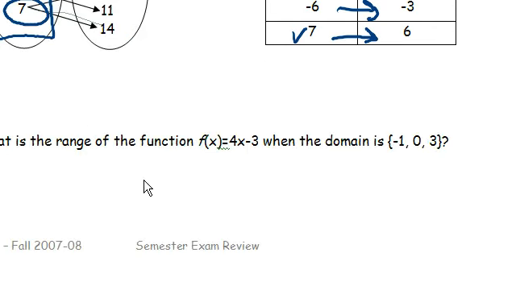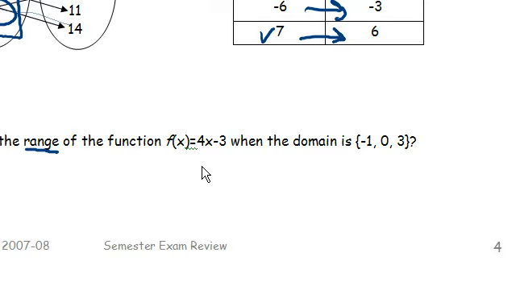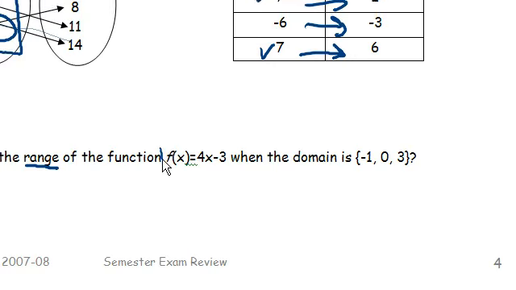Alright, let's take a look at 17 here. What is the range? Okay, when you hear the word range, it's not slang for Range Rover. It's a precise mathematical term meaning all possible y values. Oh, but Mr. Russell, I don't see any y values here. I just see f of x equals 4x minus 3. That's because, dear student, f of x, if it helps you, just think of it as the y.